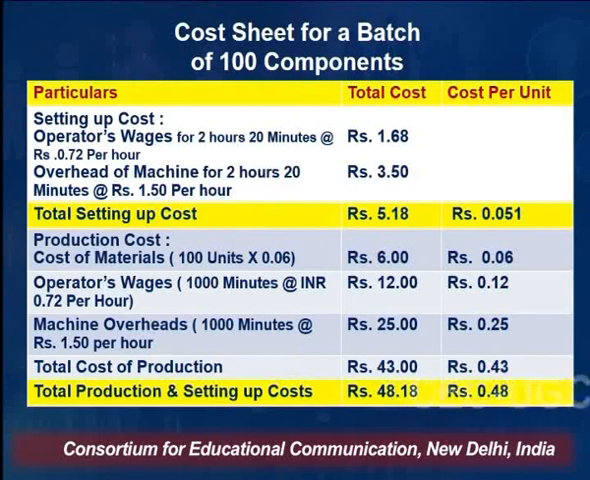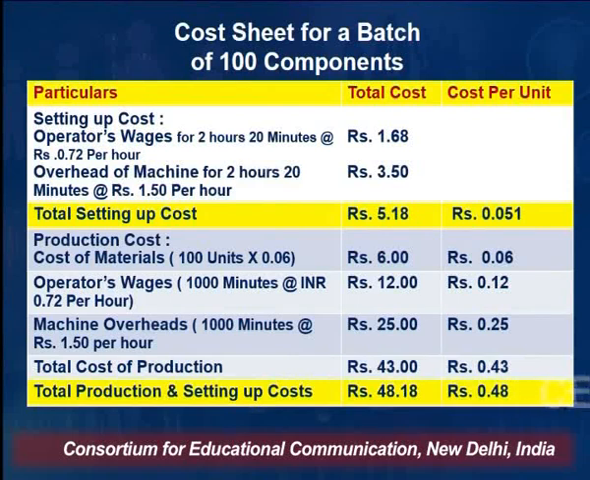As I told you, it is going to be constant, that is operators wages. The only point is the operators wages for 2 hours 20 minutes, it is going to be constant. Overhead of machine hours is also constant. Total setting up cost is, as I told you, 5.18. The only difference we are finding here is that it was earlier 51 paisa, now it is 5 paisa, because when you divide it by 100 components it becomes 0.051.